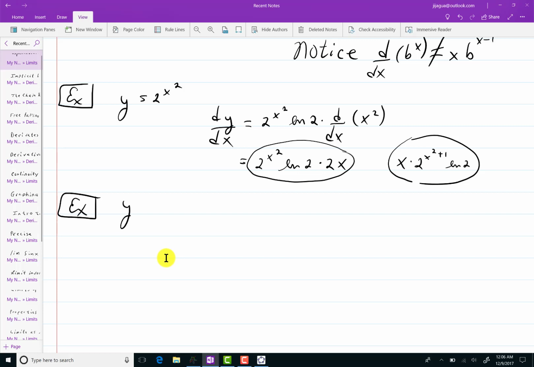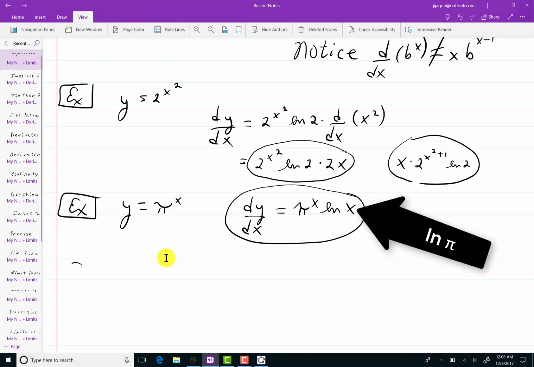Now another example. y equals pi to the x. Here we have a number as a base and a variable exponent. So dy over dx equals pi to the x ln pi.